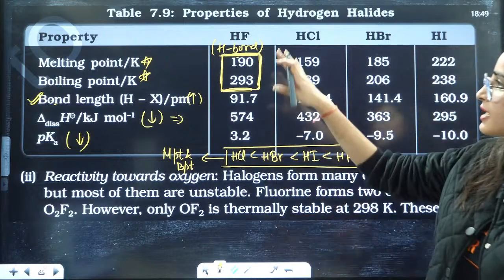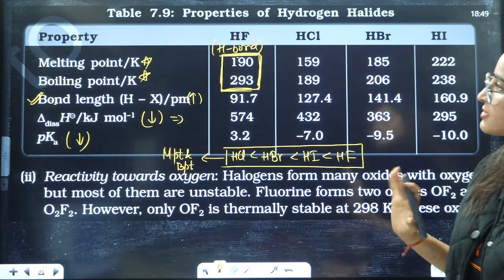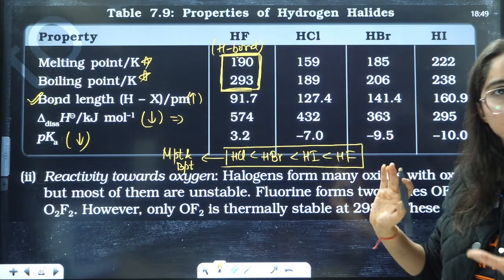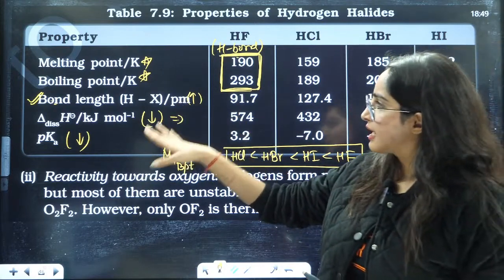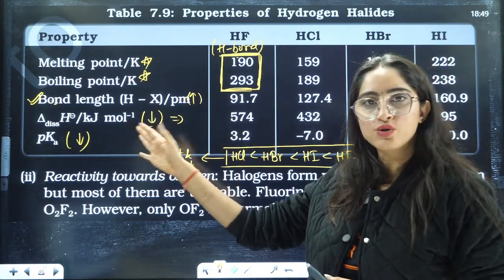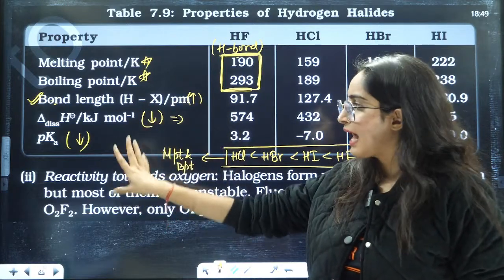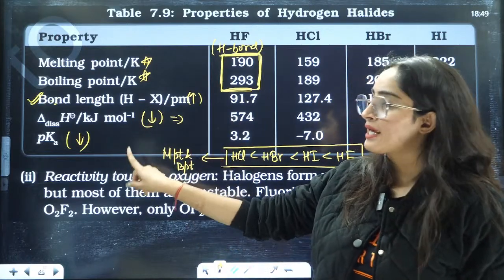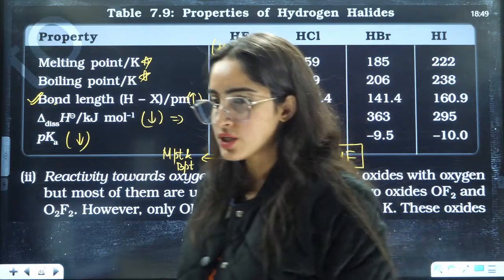Okay, is this table clear to everybody? There is a weird behavior of melting and boiling point of HF because of hydrogen bonding. Rest is same, bond length is increasing, dissociation energy is decreasing, that we have done. Acidic strength is also increasing down the group. That is why pKa value is decreasing, right? Okay.